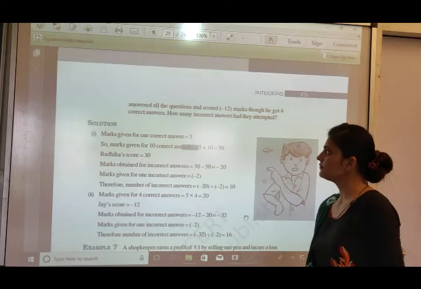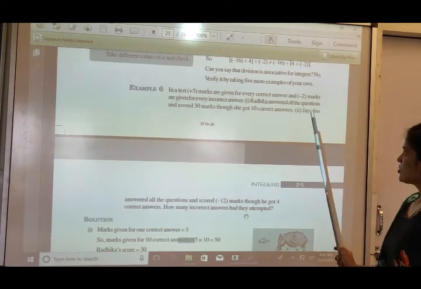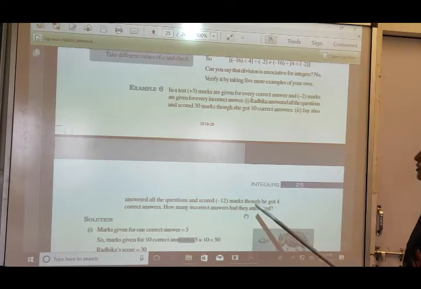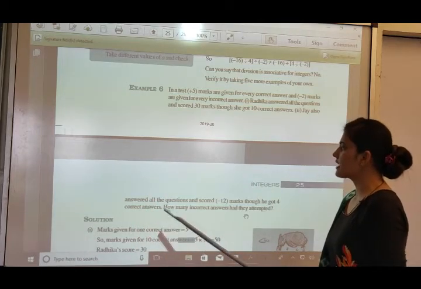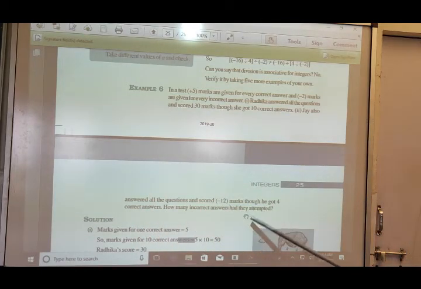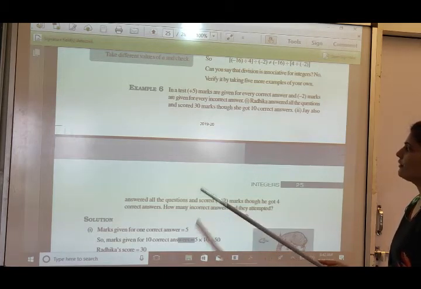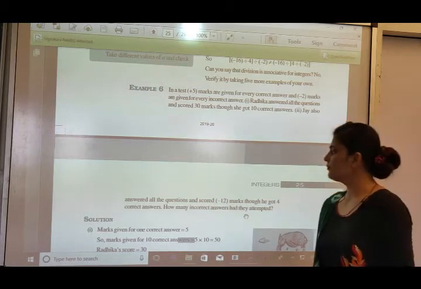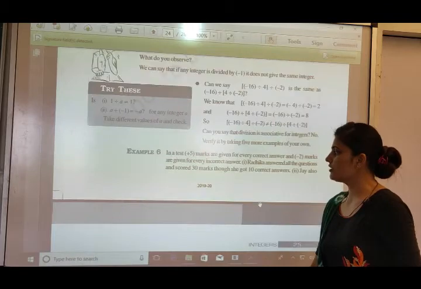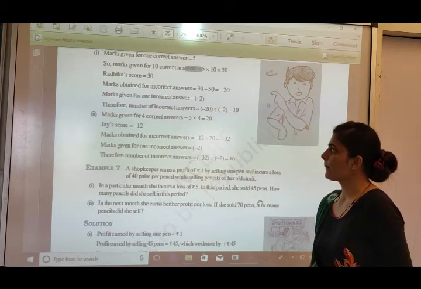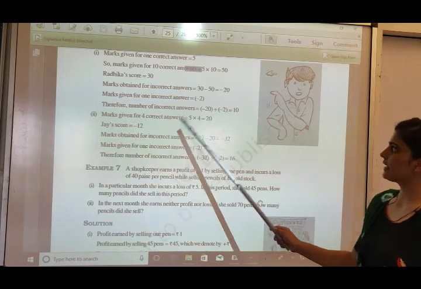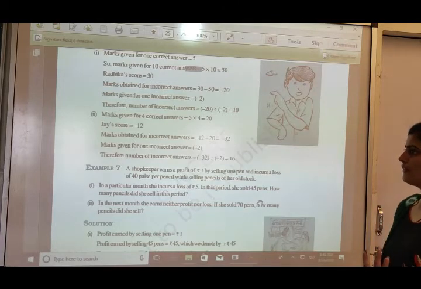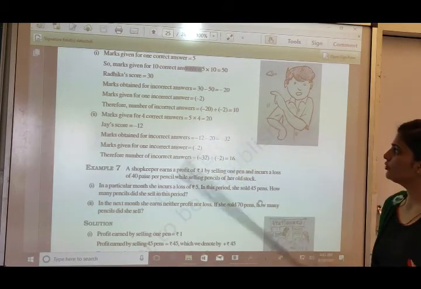Now, second, Jai also answered all the questions and scored minus 12 marks. Though he got 4 correct answers, how many incorrect answers had he attempted? Now we have to find out again for Jai also the number of incorrect answers. Same we will do. Here the score for Jai is minus 12. So marks given for 4 correct answers: for one correct answer we are getting 5, so for 4 we will get 5 multiplied by 4. It will be equal to 20.